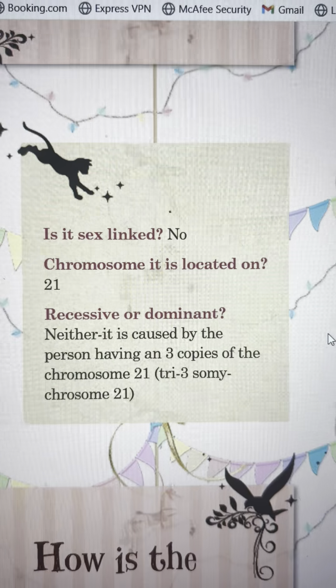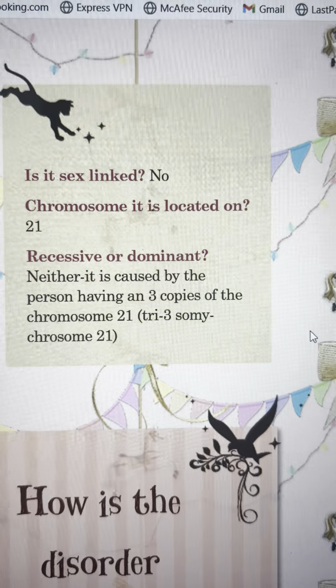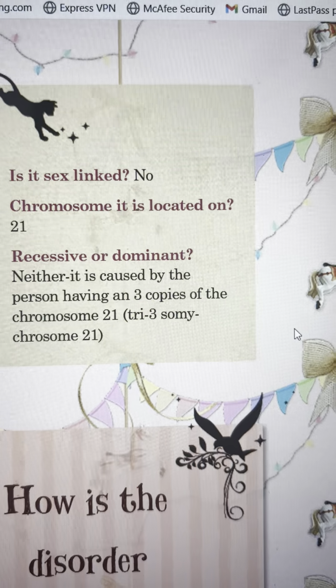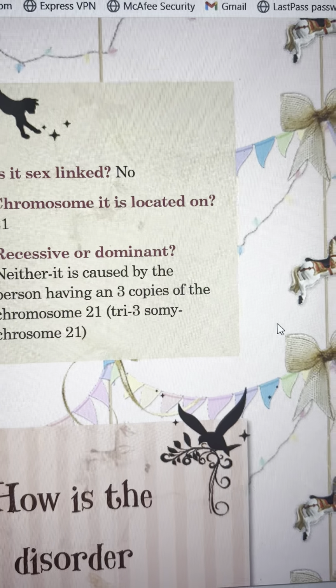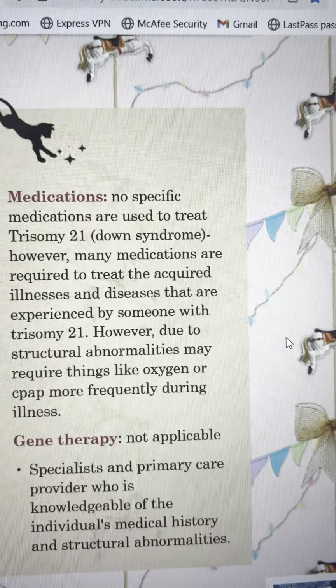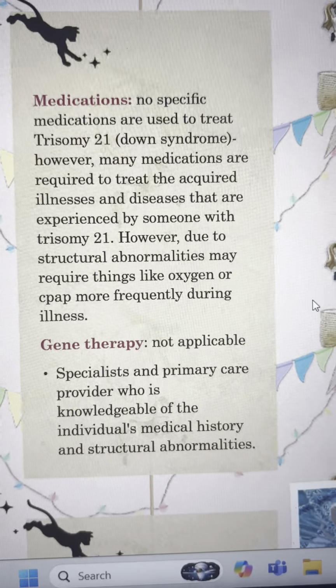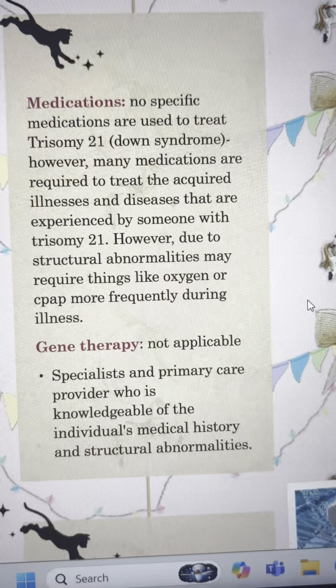How is it inherited? It is not sex linked. The chromosome is 21, that has 3 copies, and it's not recessive or dominant. It is just purely the 3 copies, trisomy. How is it treated? It specifically is not treated. However, the illnesses and diseases due to the structural abnormalities are what is treated.